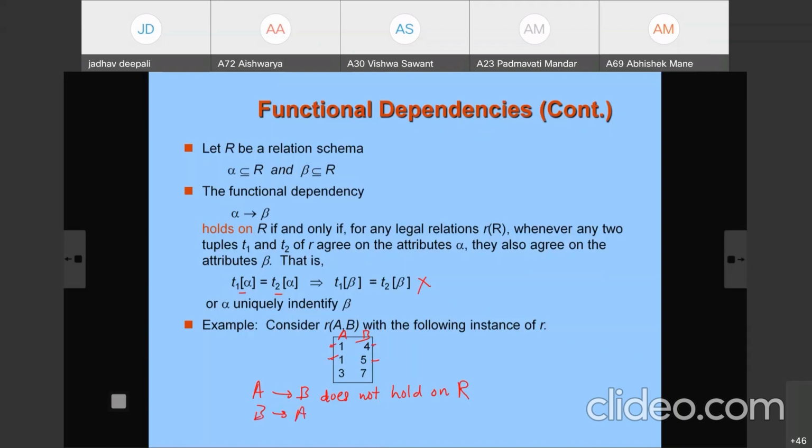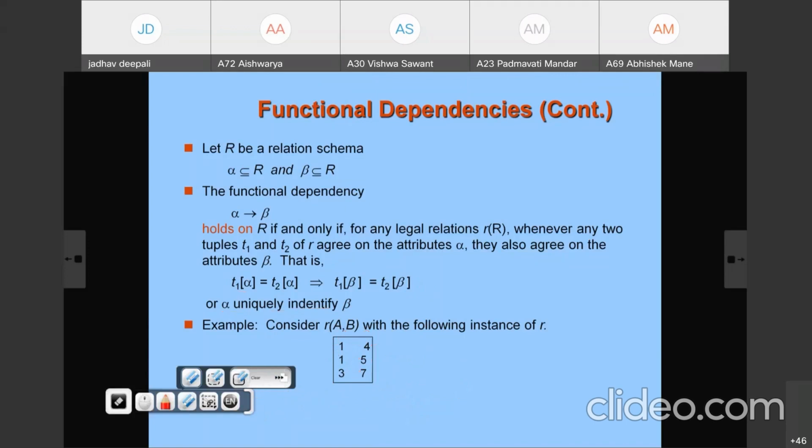We are going to check whether B tends to A holds. You can observe that B values are all unique. 4 uniquely identifies 1, 5 uniquely identifies 1, 7 uniquely identifies 3. That means alpha uniquely identifies all beta values, so B tends to A holds on this relation R, but A tends to B does not hold. In this way we can identify it.